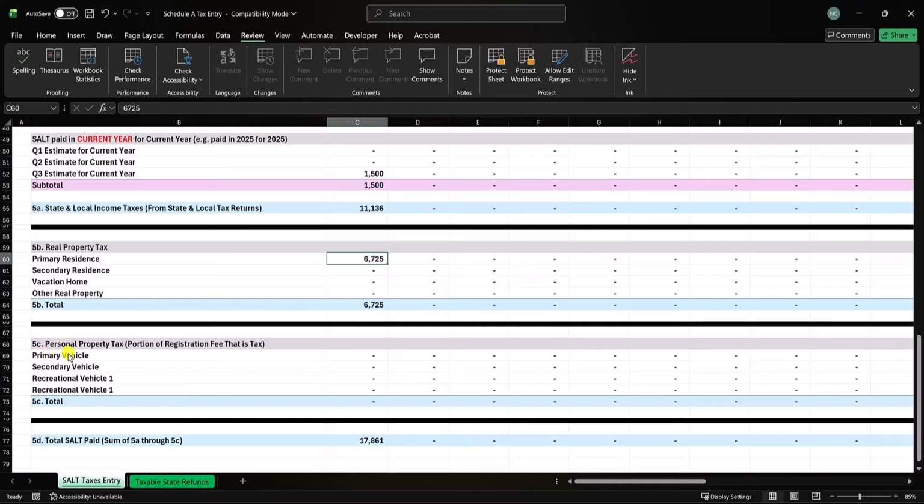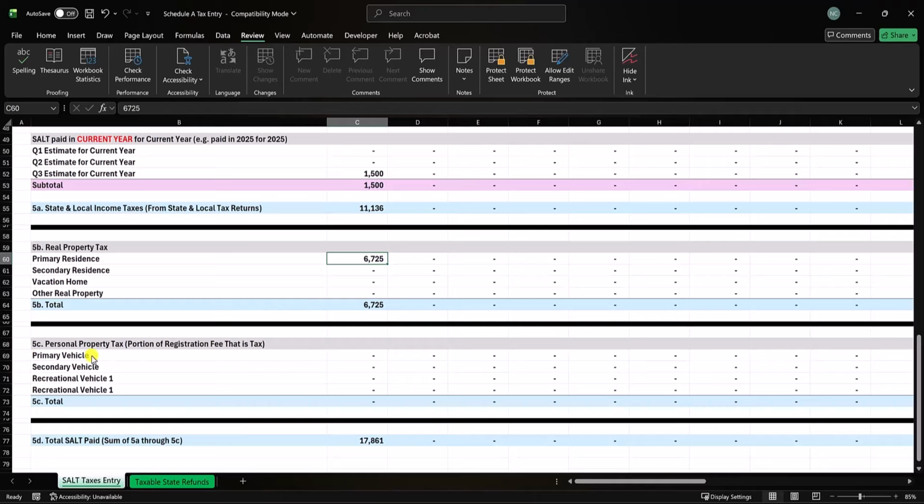And then finally, right down here in the next section under personal property tax, the most common example of what goes here is going to be the portion of your registration fees on various types of vehicles that constitutes a tax. So for example, when you go to the DMV to renew your registration, there's a fee that you pay. Part of that fee is a tax. Not all of it's a tax, but part of it is a tax.